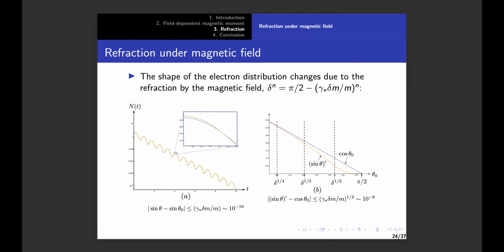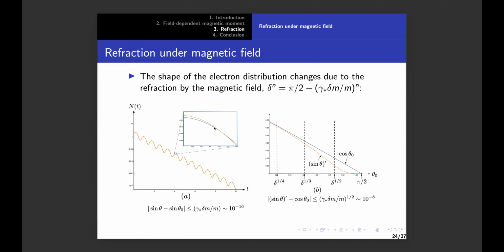So the shape of the electron distribution changes due to deflection by the magnetic field. On the left panel, I showed this distribution function, both with and without the deflection effect. And since the difference in the oscillatory part is 10 to the minus 16, in the current experiment, this is very small to see. But if you enlarge it, the plot is, just for illustration, I take this to be 10 to the minus 13. So you see this difference.